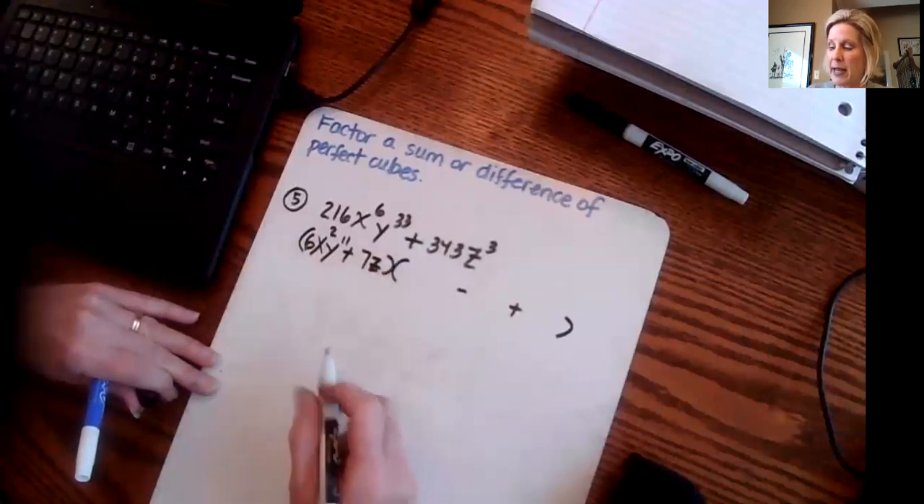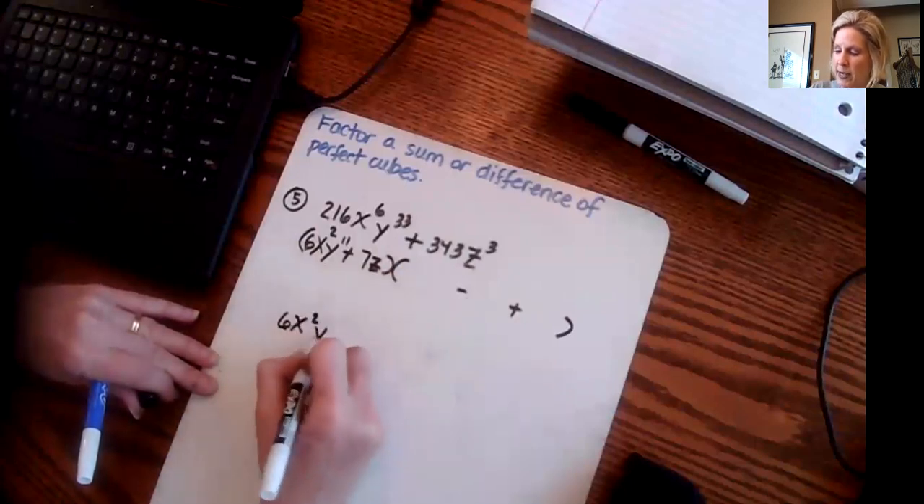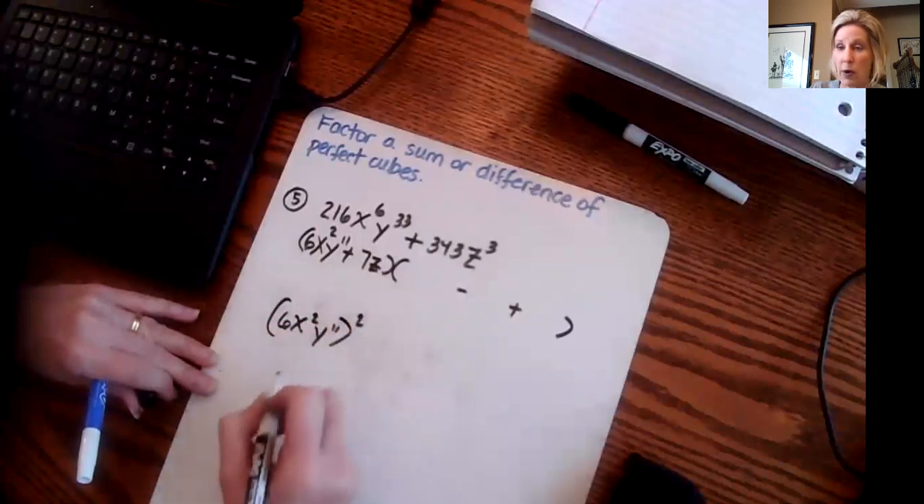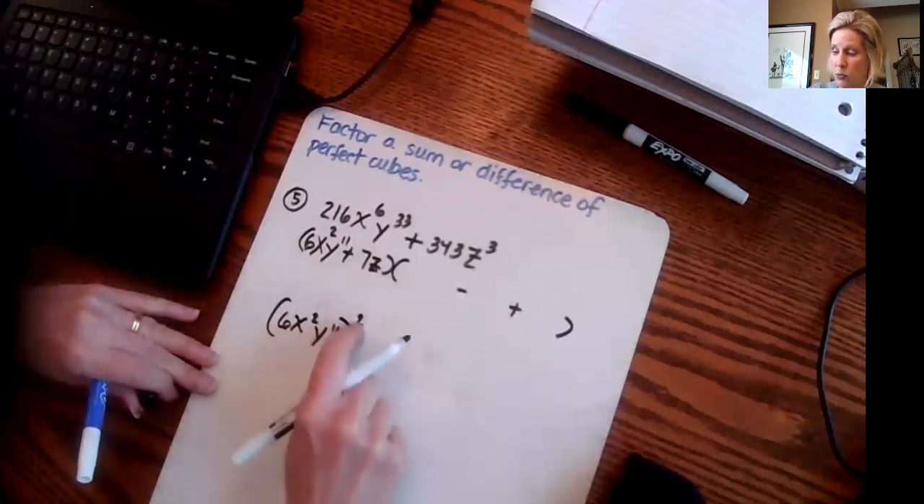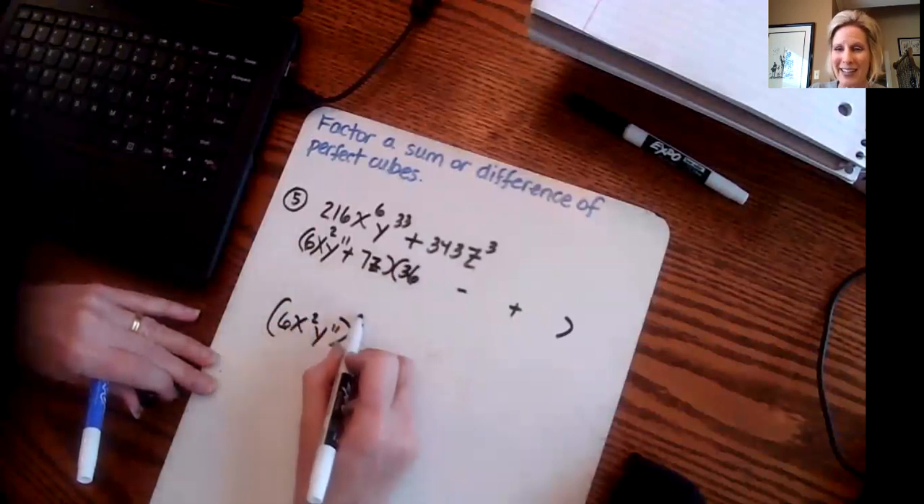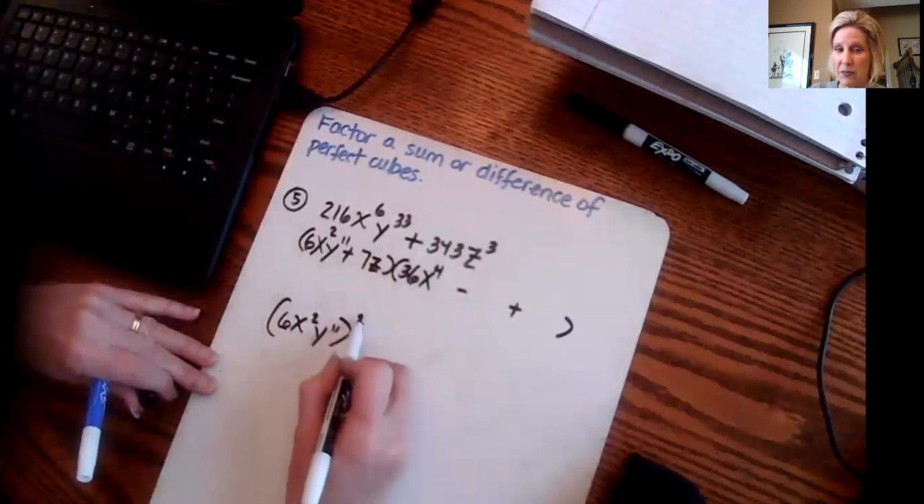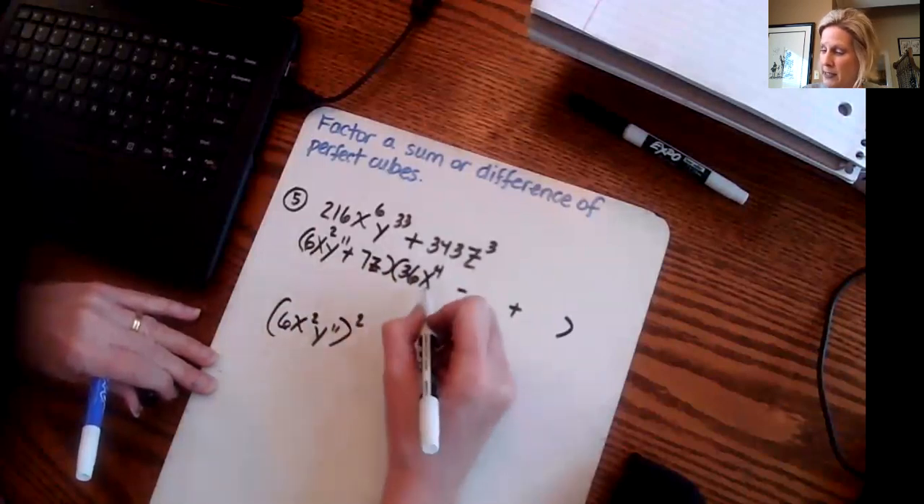So I don't need quite as much room on that first one. All right, now I need to do first squared. So what is 6x squared y to the 11th squared? Well, 6 squared is 36. X squared squared, x to the 4th, multiply those exponents. Y to the 11th squared, y to the 22nd.